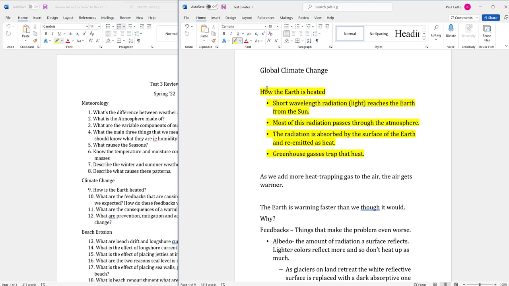So short wavelength radiation, that's light, reaches the Earth. Most of it passes right through our atmosphere. Let's face it, you can see through our atmosphere, right? That radiation hits the surface of the Earth. It is absorbed and re-emitted as heat, and greenhouse gases trap the heat, right? It's that simple, really.